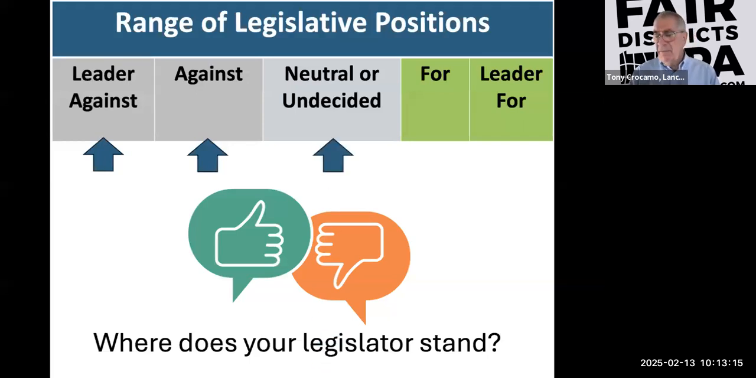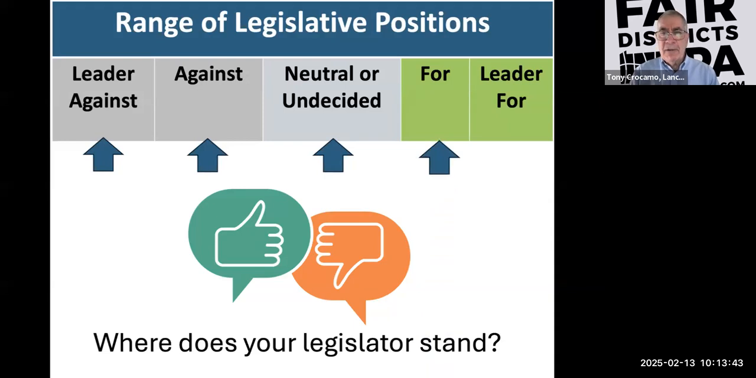Then you have, and this is, I think, the largest category of legislators, they're neutral or undecided. It is shocking to me how many legislators don't have a good handle on the redistricting process, or I should say the 2 redistricting processes in Pennsylvania, and are not sure about what's going on. They think that they get a big say in what the maps are, and they actually don't. So that's the largest category.